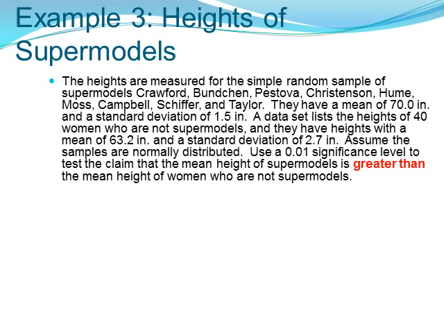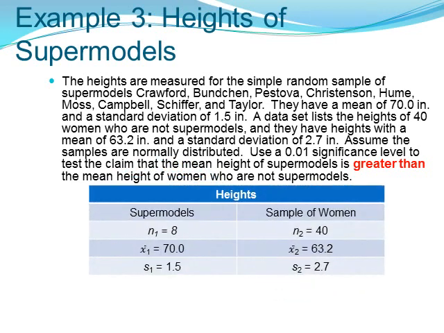Use a 0.01 significance level to test the claim that the mean height of supermodels is greater than the mean height of women who are not supermodels. So I set up a table that arranges my supermodels first and then my sample of women second with their sample size n, their sample means, x bars, and then both of the standard deviations.